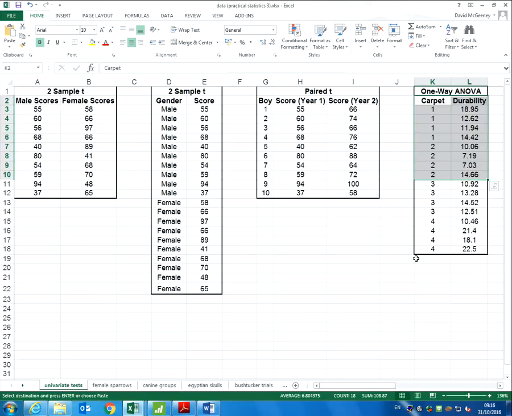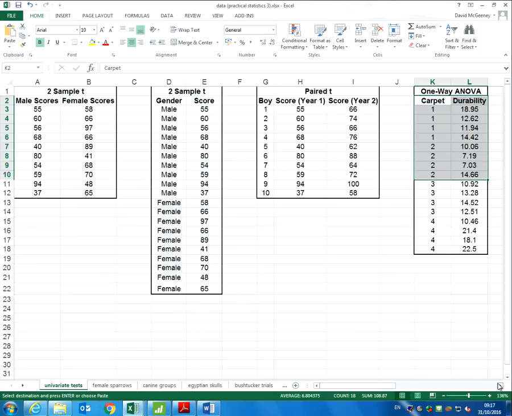But what if there's 4 carpets? Well, how many factors have we got here? 1 factor. How many levels? 4. Why is this test called one-way ANOVA? Because there's 1 factor. Okay, so if you've got 1 factor at any number of levels, you can carry out something called one-way ANOVA. So a 2-sample t-test is actually just a special case of one-way ANOVA.